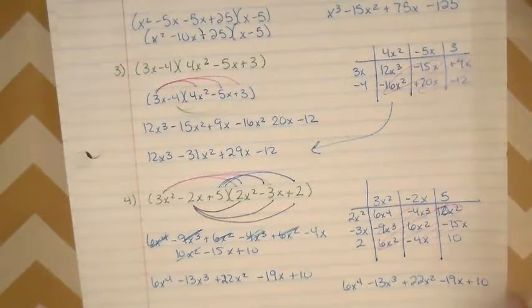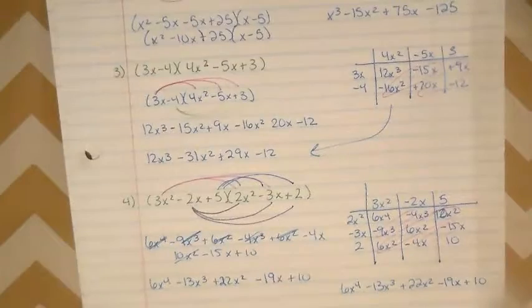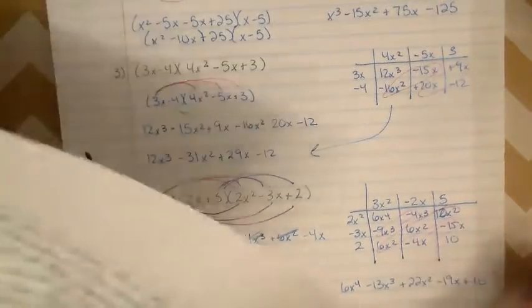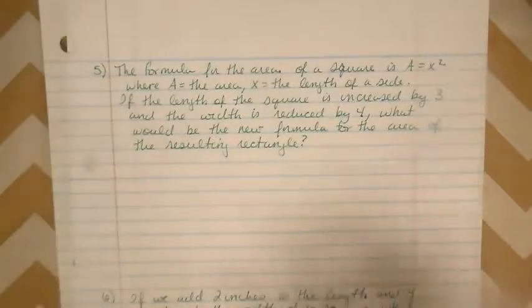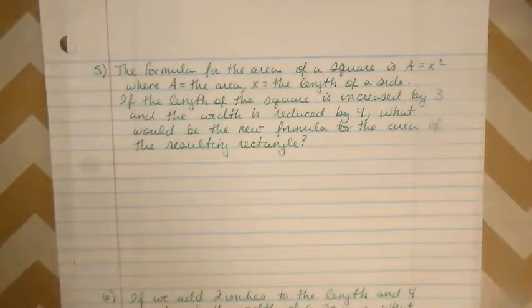All right, let's take this into some word problems, which I know everyone loves. Okay. The formula for the area of a square is A equals x squared, where A is the area and x is the length of a side. If the length of the square is increased by 3 and the width is reduced by 4, what would be the area, the formula for the area of the resulting rectangle?